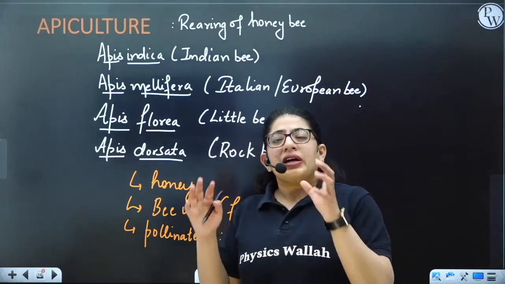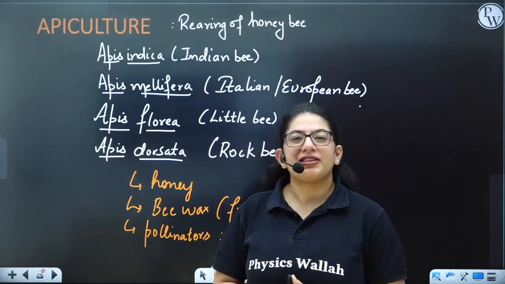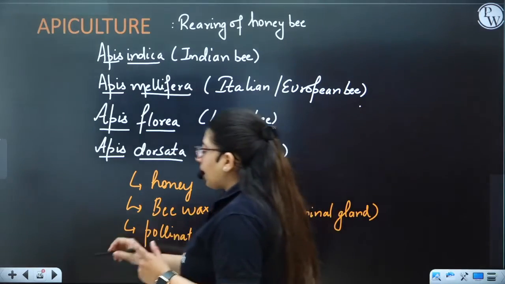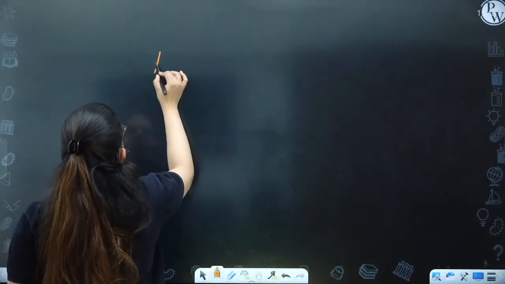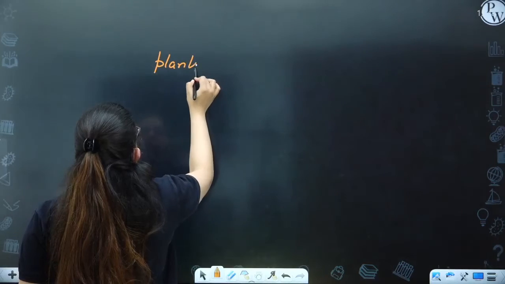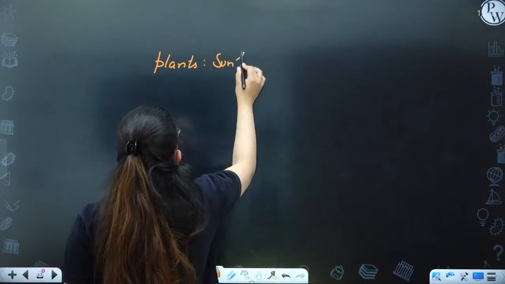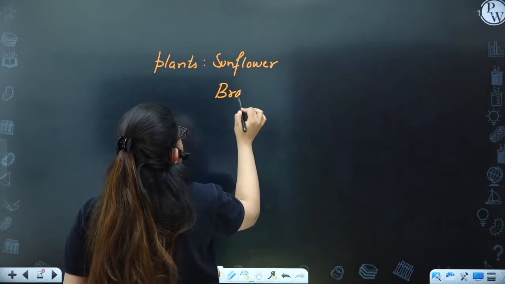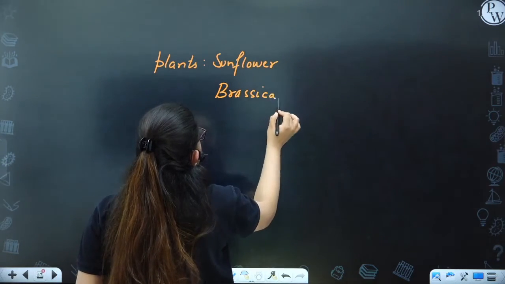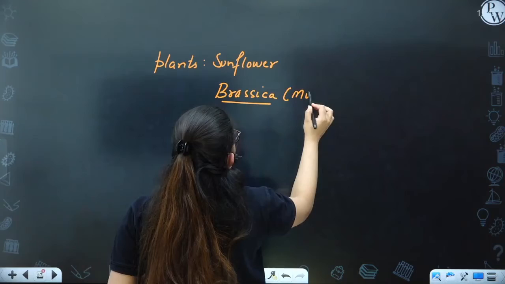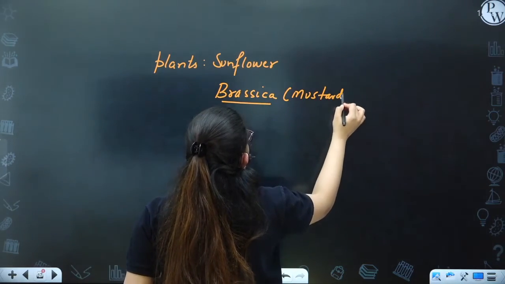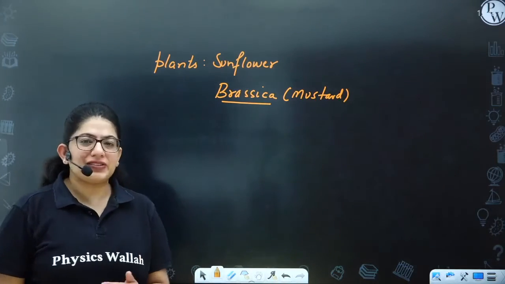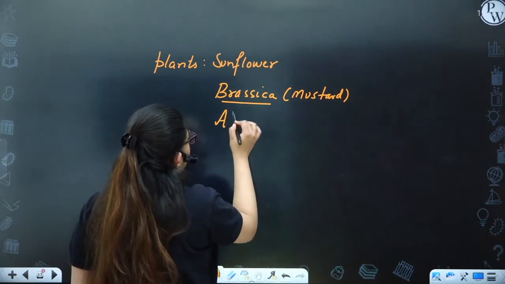The favorite flower of the honeybee is sunflower. What are its favorite plants? The favorite plants are sunflower, brassica. Brassica is mustard. So these are the favorite flowers of the honeybee, where it goes and collects the nectar and in turn pollinates these flowers, and also apple and pear.